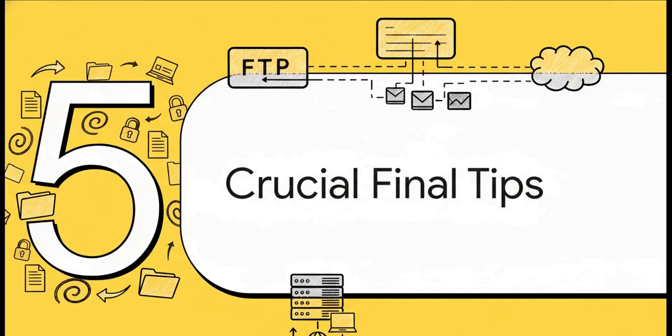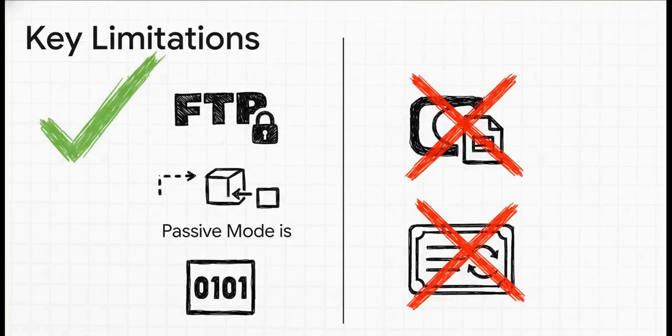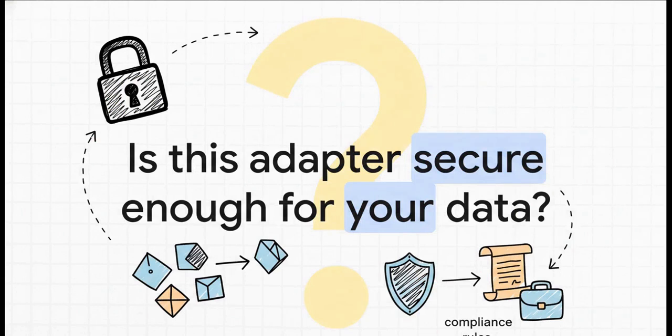All right, before we wrap this up, let's quickly go over a few crucial tips and limitations that you absolutely need to know before you start building anything. Remembering these little rules can save you a massive headache later. First, this adapter is only for FTP and its secure cousin, FTPS. It does not, and I mean does not, support SFTP. That's a totally different protocol, and it needs its own special adapter. Also, under the hood, this only supports passive mode FTP, and it always transfers files in binary mode.